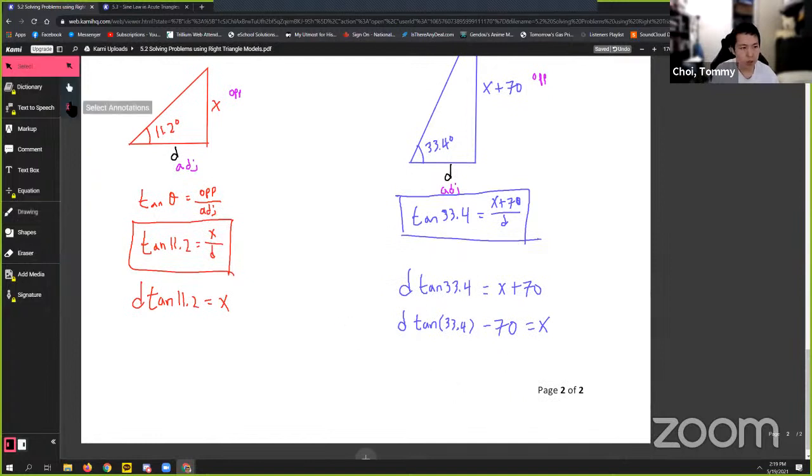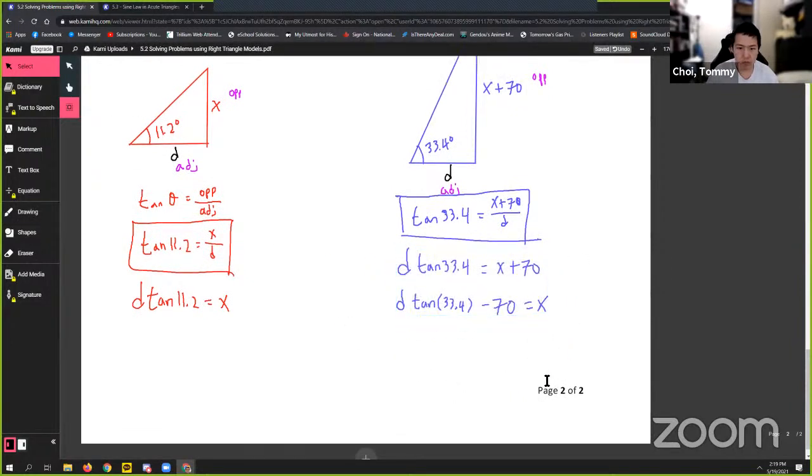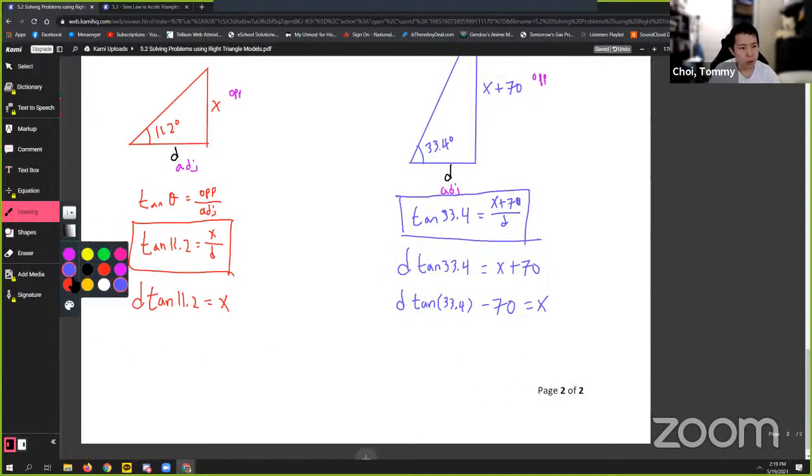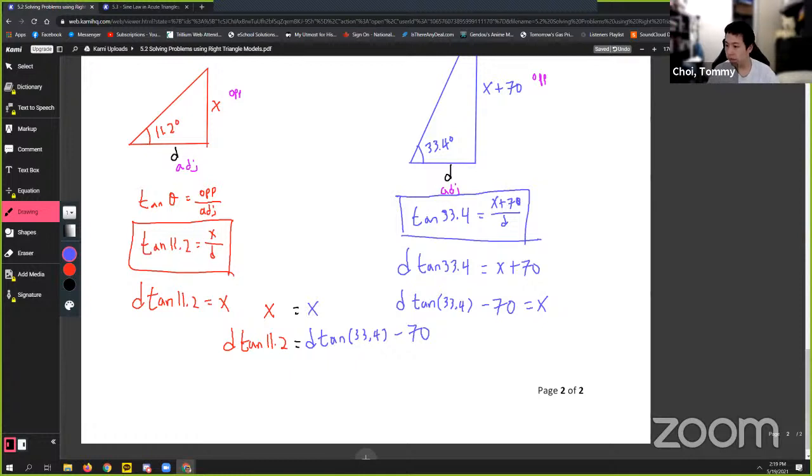We have these two equations here. We have made both equations isolated with x, which means these two equations should be equal to each other. So we get d tan 11.2 is equal to d tan 33.4 minus 70, which is just, if I were to write it here, x is equal to x. Can everyone see that?